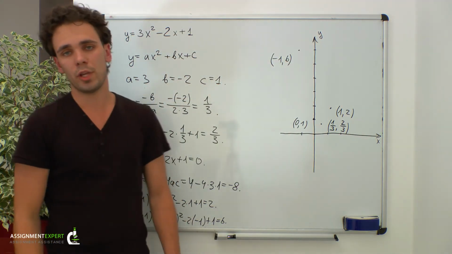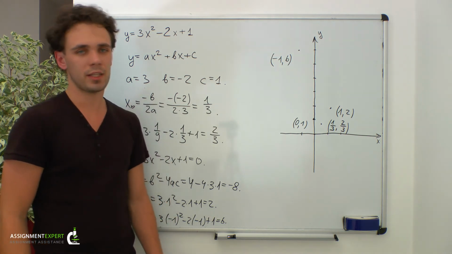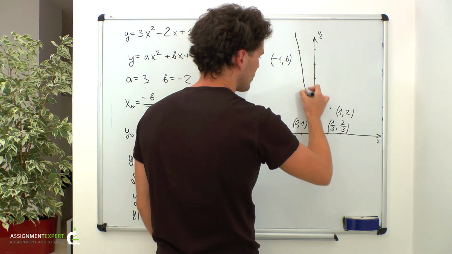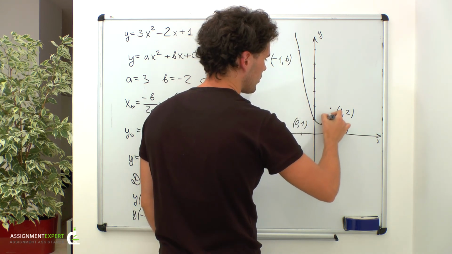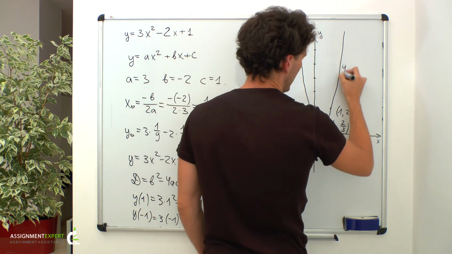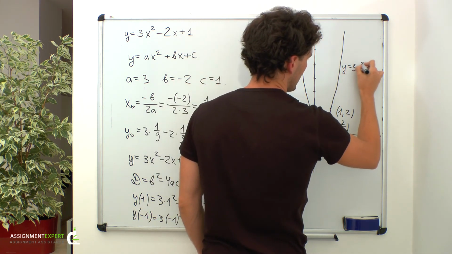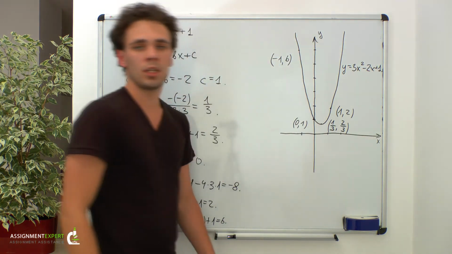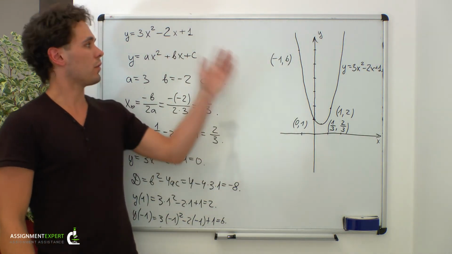Now we have enough information to graph our function. Let's connect all the points. And let's label the graph: y equals 3x squared minus 2x plus 1. So here is the graph of the given function.